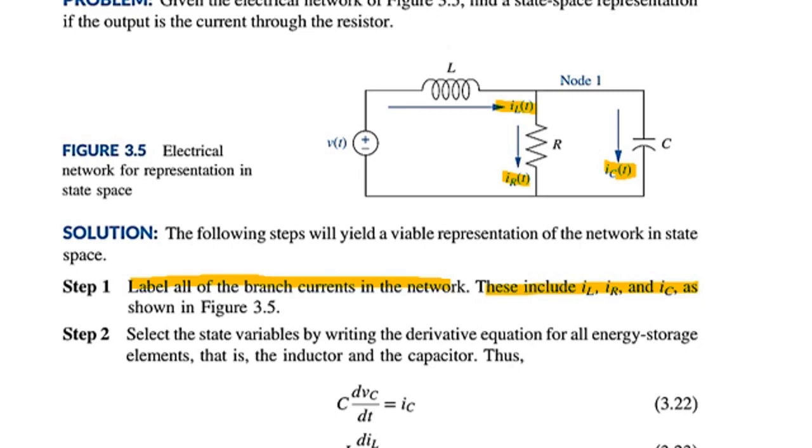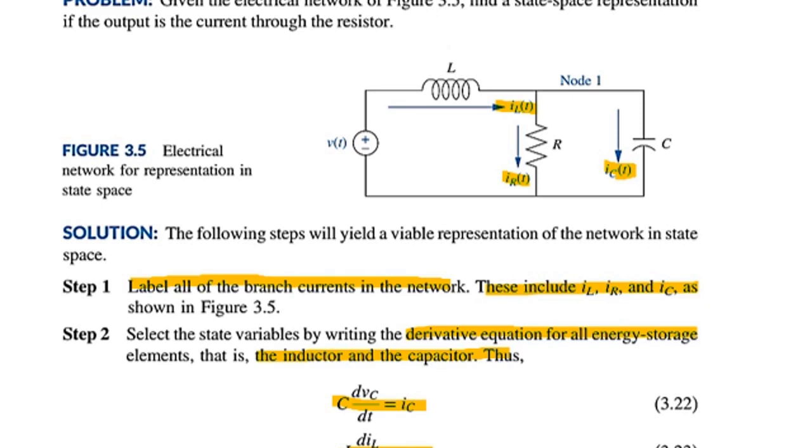Now we have to find the state variables for this system. In this system, current through the inductor and voltage across the capacitor are our state variables, and this is obtained by writing the derivative equation for all energy storage elements. Now we know that current through the capacitor is equal to the capacitance multiplied by the rate of change of voltage. Voltage across the inductor is equal to the inductance multiplied by the rate of change of current flowing through it.